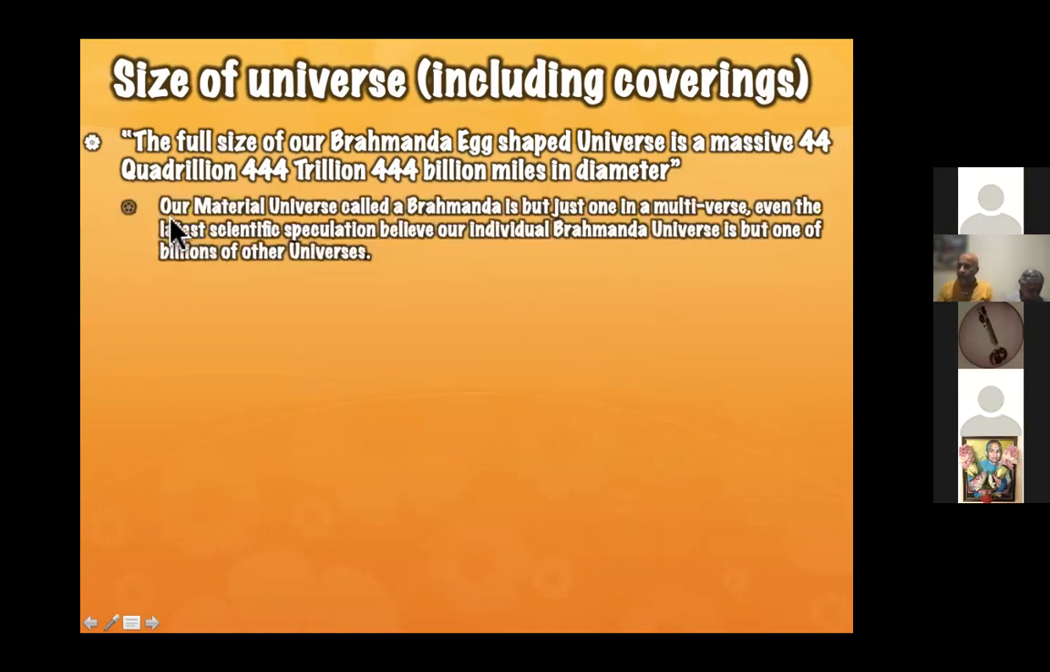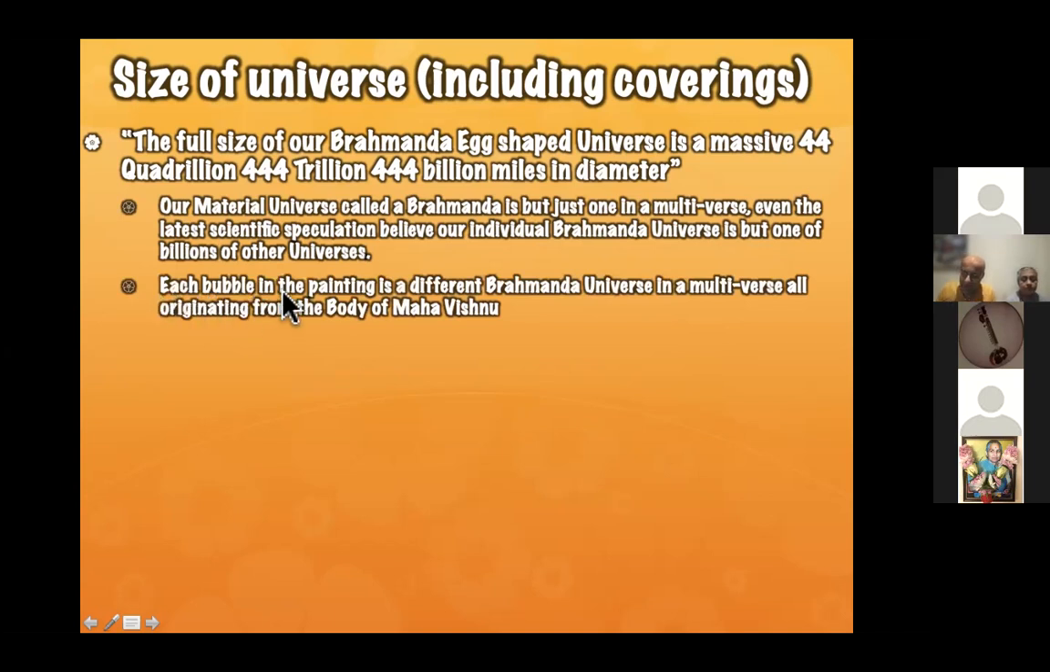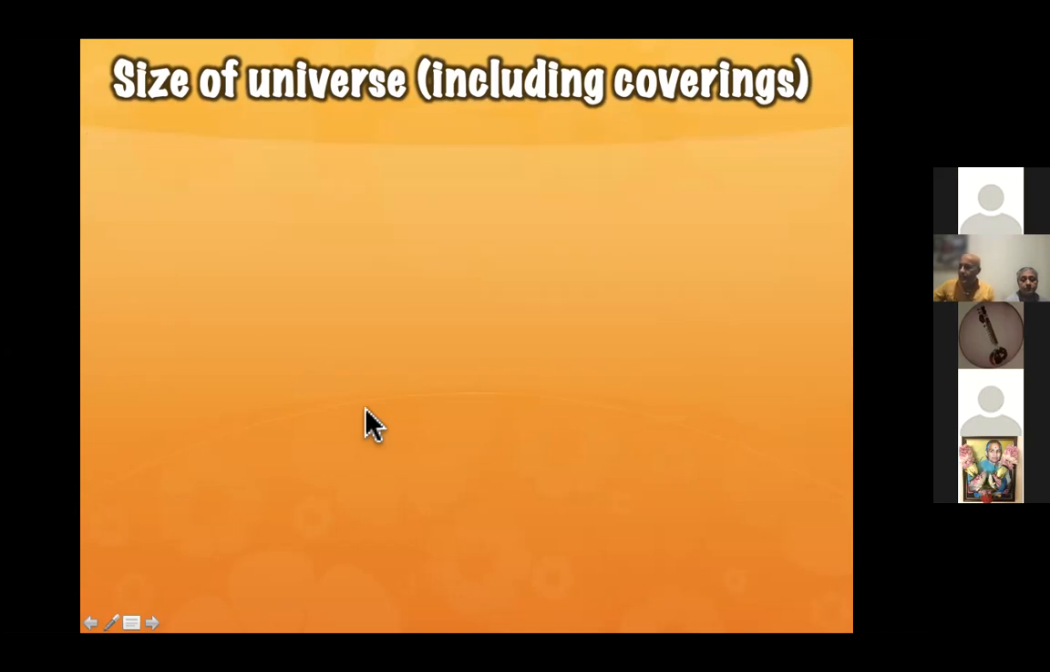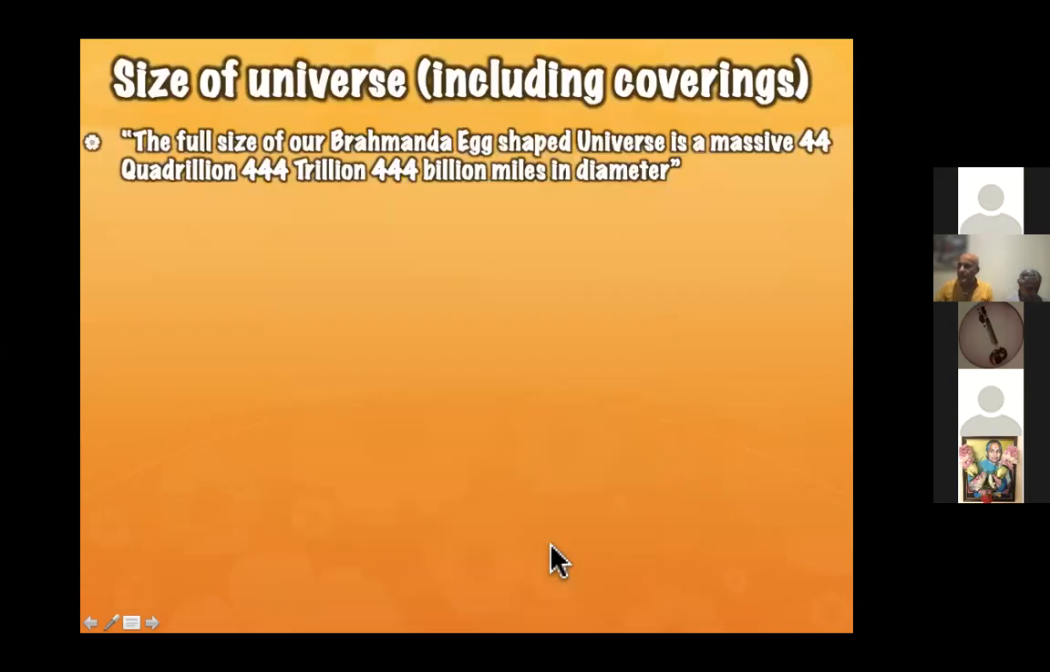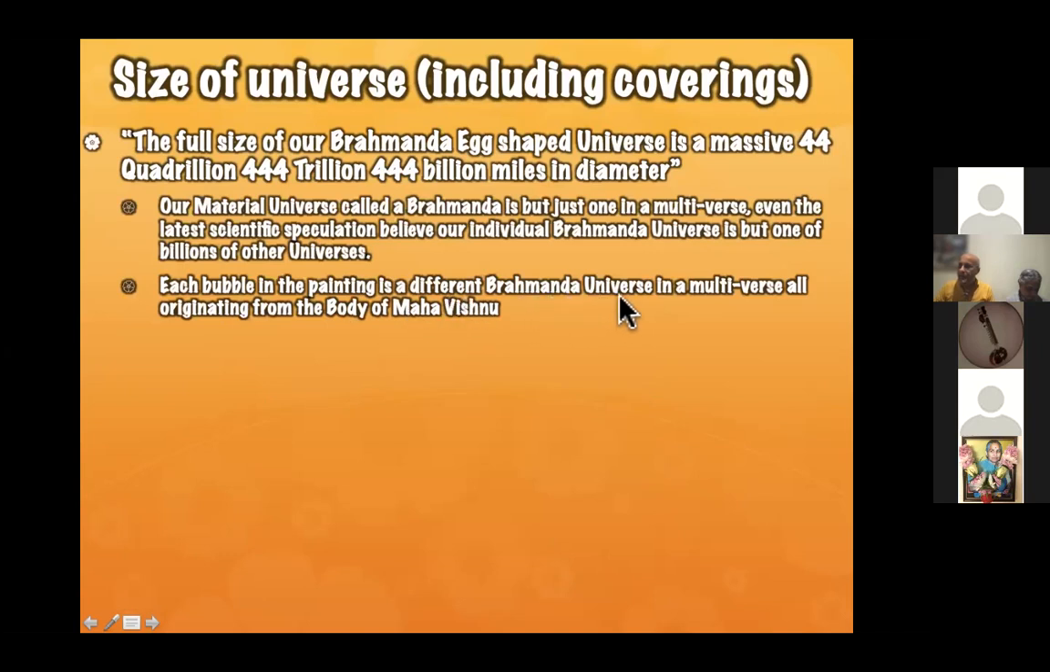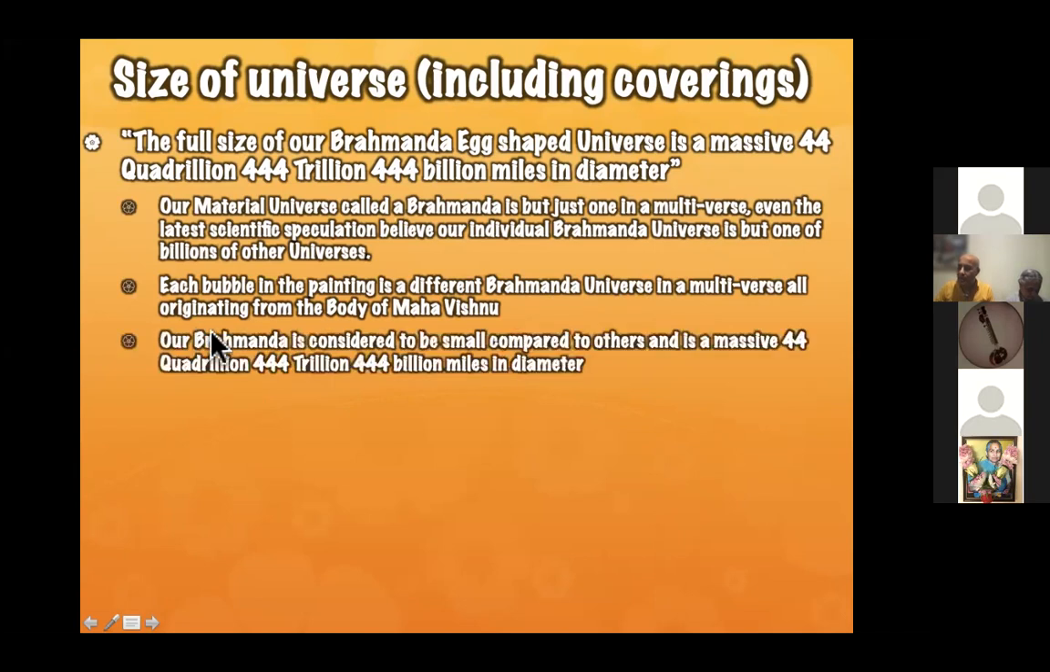So our material universe is called Brahmanda, but it's just one out of many universes. And even the latest scientific speculation believes that our individual universe is just one of billions of other universes. Now each bubble, so each universe in the painting, is what comes out of the pores of the skin of Vishnu, Mahavishnu. Each bubble in the painting is a different Brahmanda universe, in a multi-universe, all originating from the body of Mahavishnu.